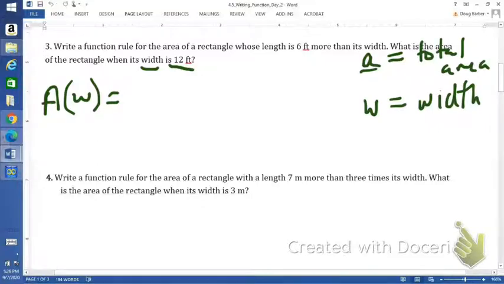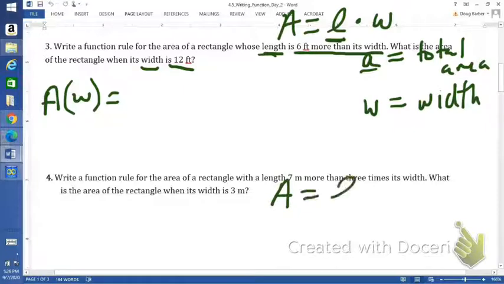Now we know that area is equal to length times width, but we want to put the length in terms of W. Alright, so we know that the length is 6 feet more than its width. Alright, so I need some more room. So area equals length times width. And we know that the length is 6 feet more than its width. So it's W plus 6.